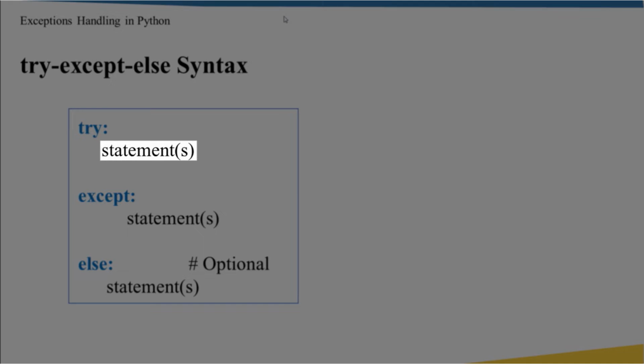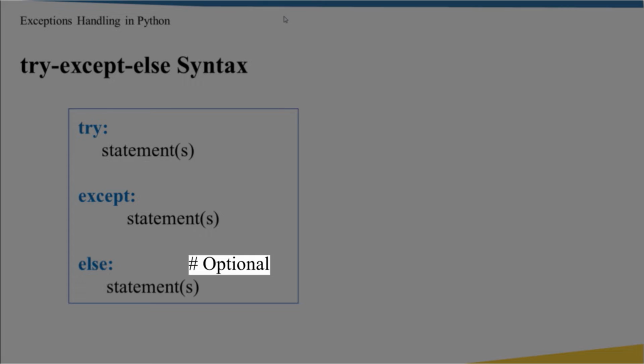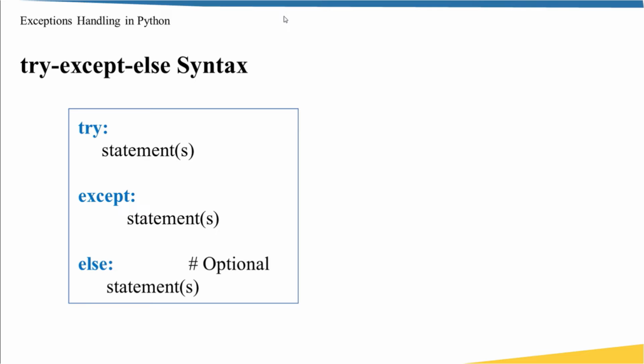After try we have one statement or multiple statements, and look here, I have indentation. So by indentation, the interpreter will understand that this block of code belongs to this try statement, and this block of code will belong to the else statement. Also, you have to know that else is optional, so you can use only try except, it's not a problem, or you can say try, except, else.